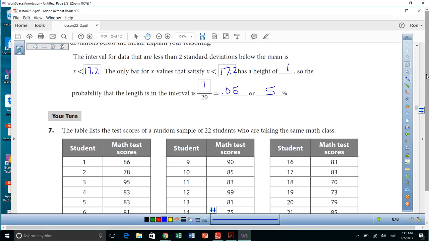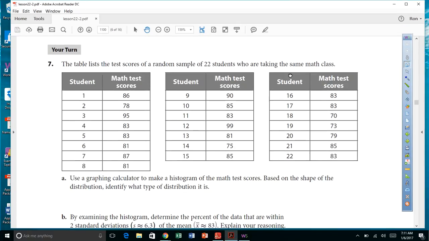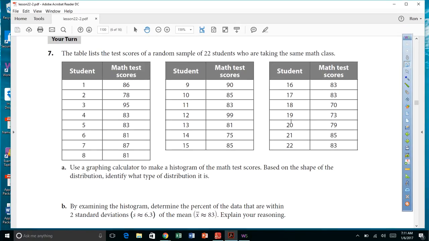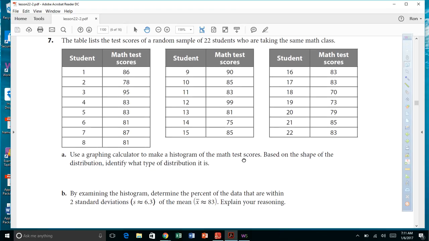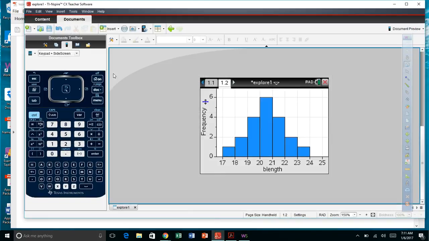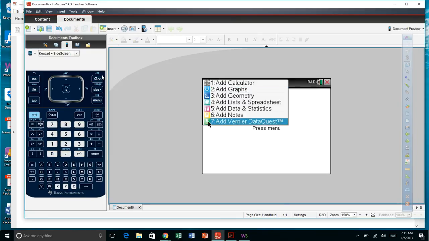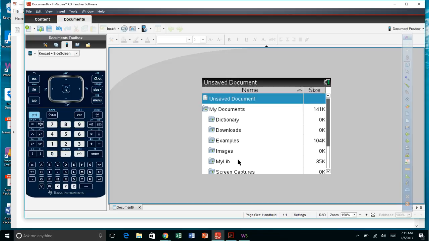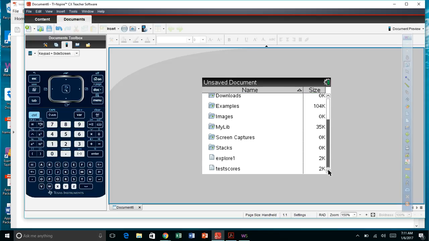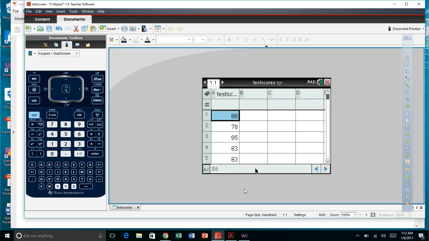Good. We're moving right along here. Your turn. The table lists the test scores of a random sample of 22 students who are taking the same math class. Okay, I went ahead and did that already. Let's see. On my documents, test scores. There it is. I went ahead and put it in. So there's all the test scores.